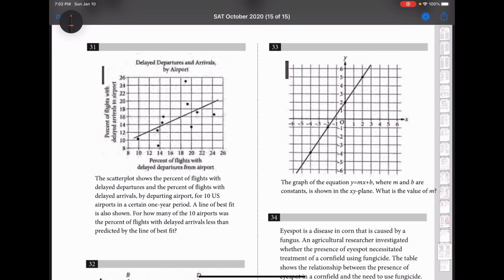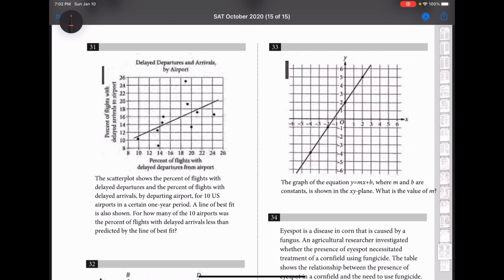All right, 31. This is the fill-in questions, so you now have to put in your own answers. It says, the scatter plot shows the percent of flights with delayed departures and the percent of flights with delayed arrivals by departing airport for 10 U.S. airports in a certain one-year period. A line of best fit is shown.